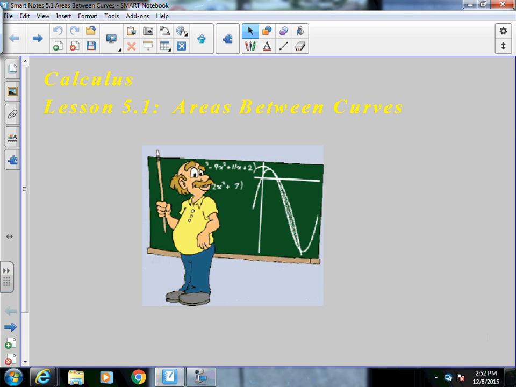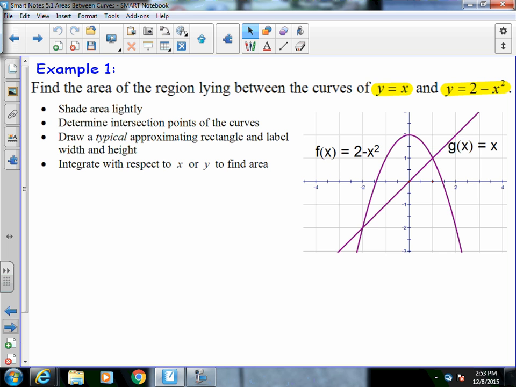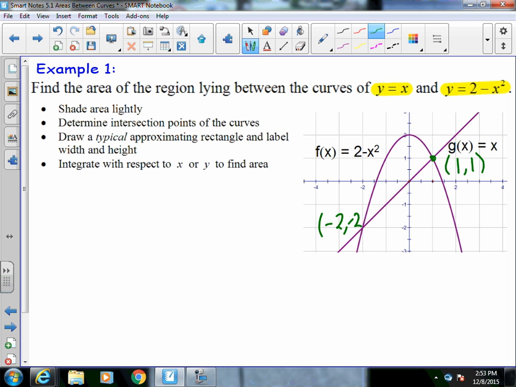All right, today we're going to talk about finding the area between curves, and it's using integrals, which we are familiar with from last chapter. Example 1 says find the area of the region lying between the curves y equals x and 2 minus x squared. We can tell from the graph that these cross at (1, 1) and at (-2, -2).